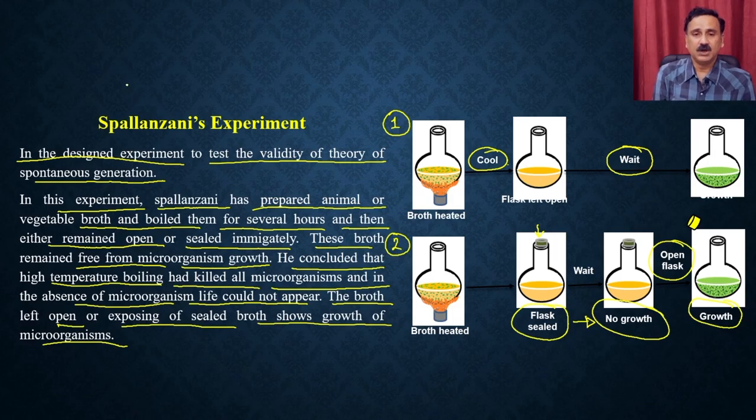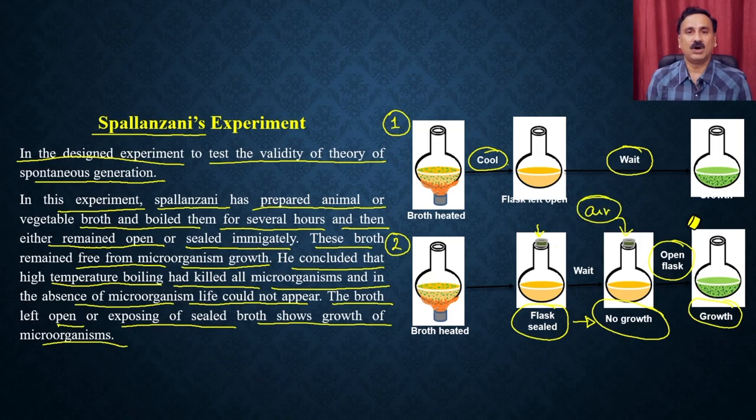Now, the major objection to Redi's experiment or to Spallanzani's experiment came because both of these experiments were not allowing one major component. One major component is air, right? So, it was not allowing the entry of air. So, the scientists who were supporters of the theory of abiogenesis or the theory of spontaneous generation said that you have destroyed or abolished the entry of air and because of that life has not originated in these flasks. Because air is a very important component for living organisms, this experiment does not prove it.